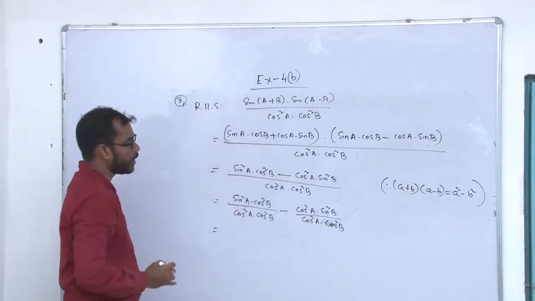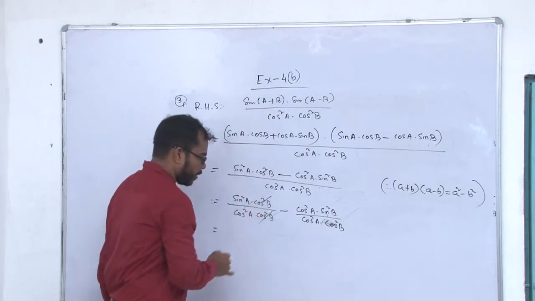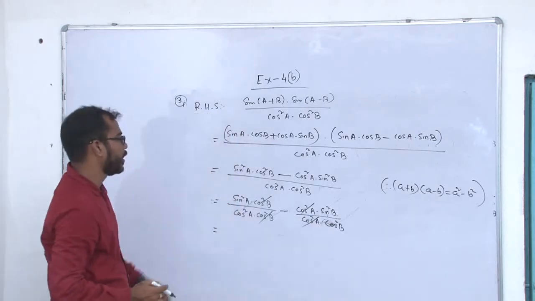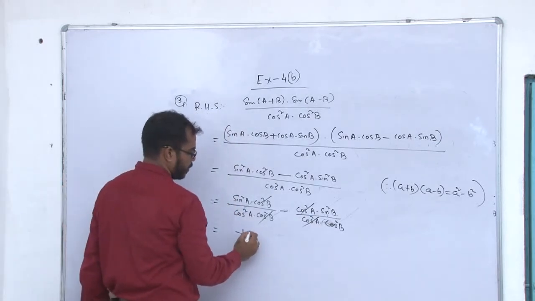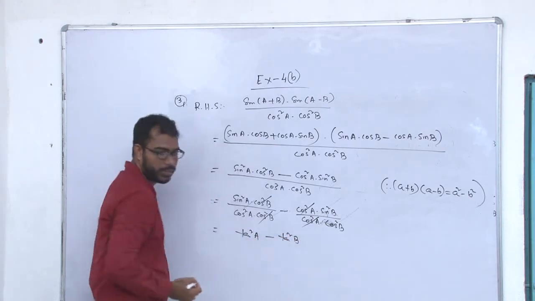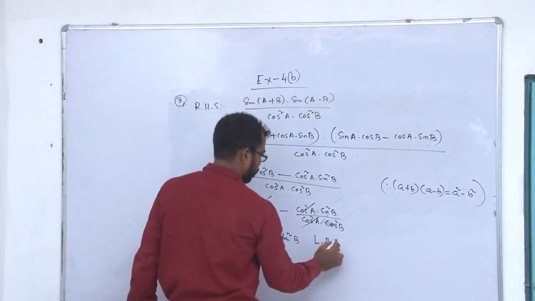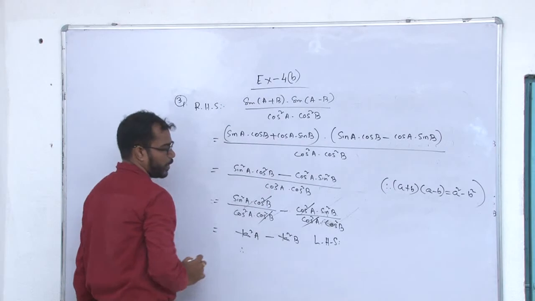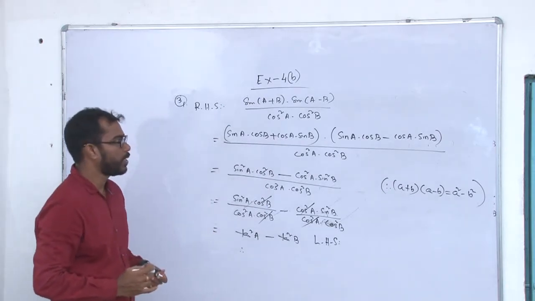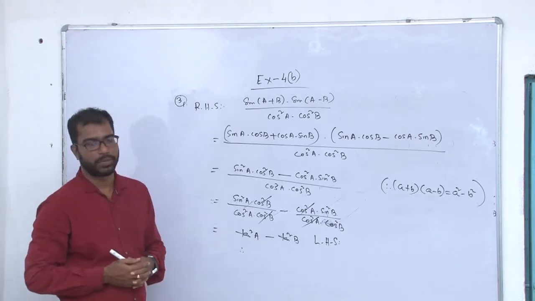So you can cancel both denominators. Here sin term over cos square a cancels the cos square b, and here cos square a cancels. So we get tan square a minus tan square b, and this is the LHS part of this given expression. So here we can prove that sin(a plus b) into sin(a minus b) by cos square a into cos square b is equal to tan square a minus tan square b.